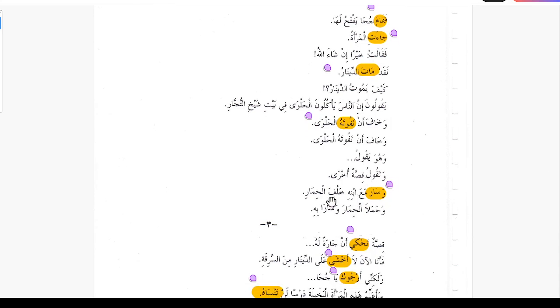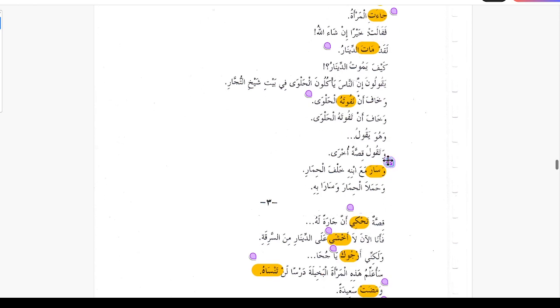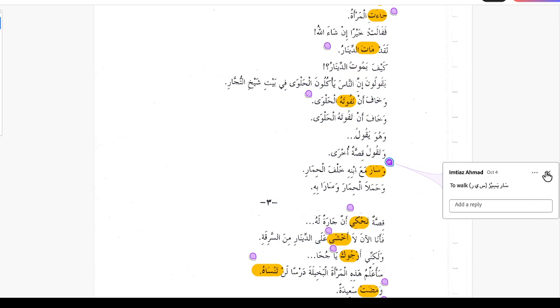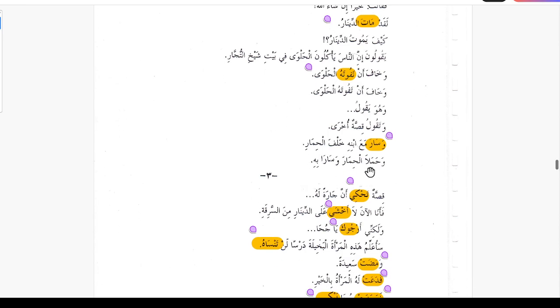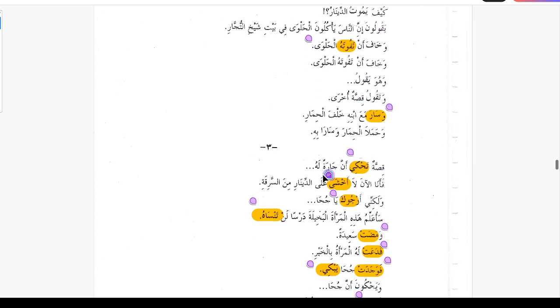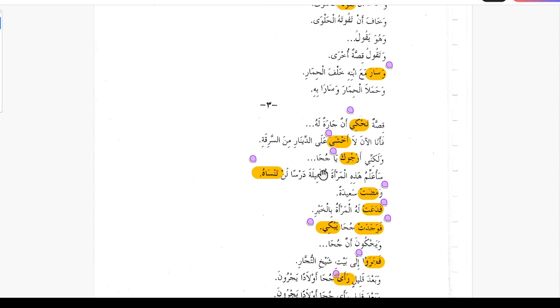Wasara ma ibnihi khalfal himari. So this verb is sara yasiru, and the root letters are sin, ya, and ra, to walk. So he walked with his son behind the donkey. Wa hamala, so hamala, huwa hamala, to carry, huma hamala. So this is from huma. They carried the donkey, wasara bihi, and then walked with it. So this was the second group of examples.